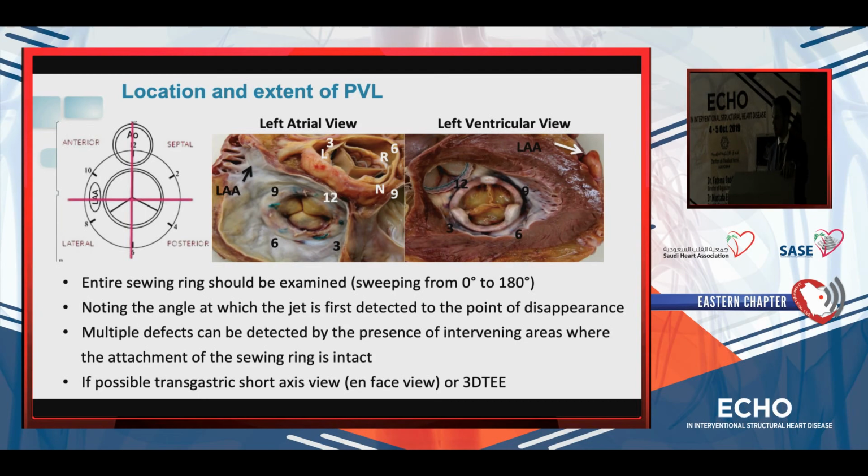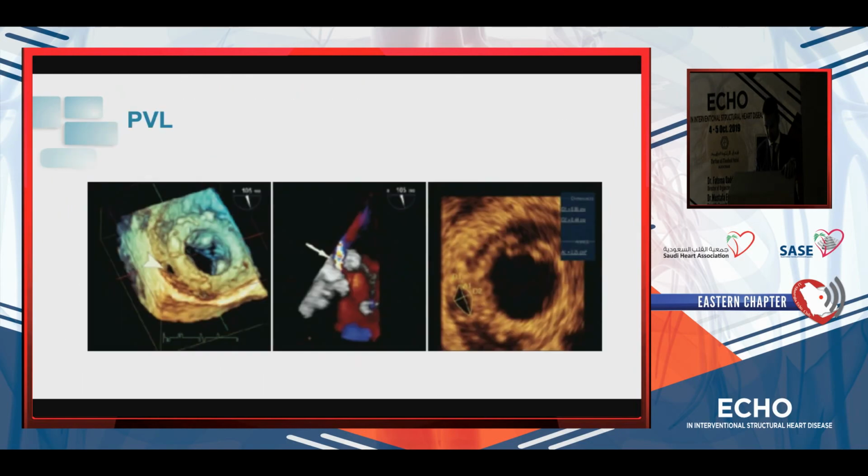I frequently get referrals from other hospitals where they really love to show the paravalvular leakage, and from 0 degrees to 180, every time they turn the probe towards the leak. I have no clue how big the leak is. So keep your probe stable and just simply do a sweep from 0 to 180, and also use 3D TEE to visualize it. But again, I will get back to that in another lecture.